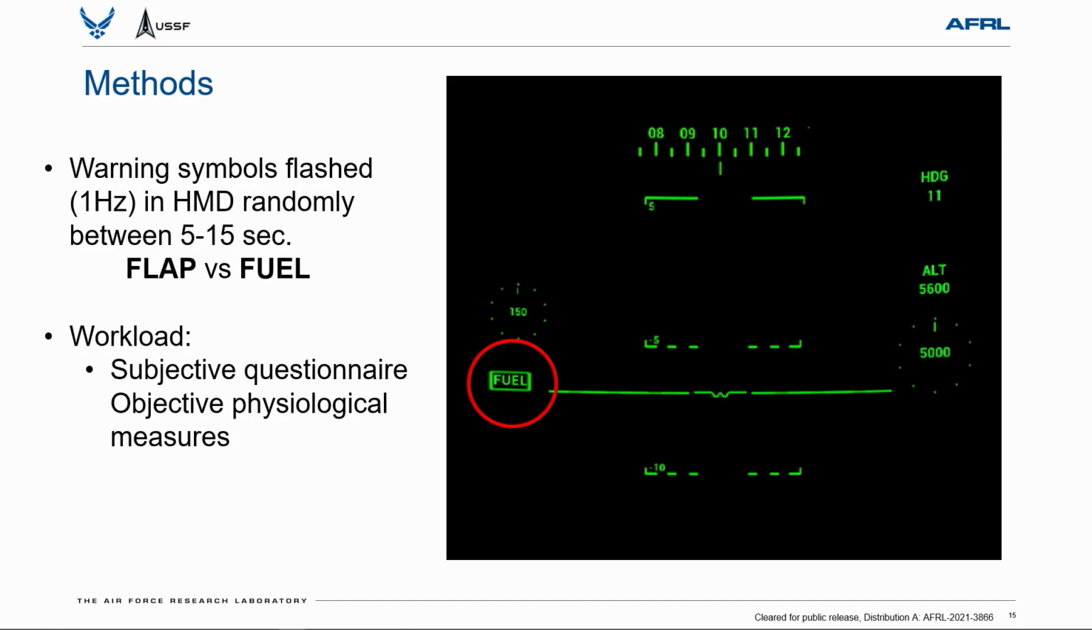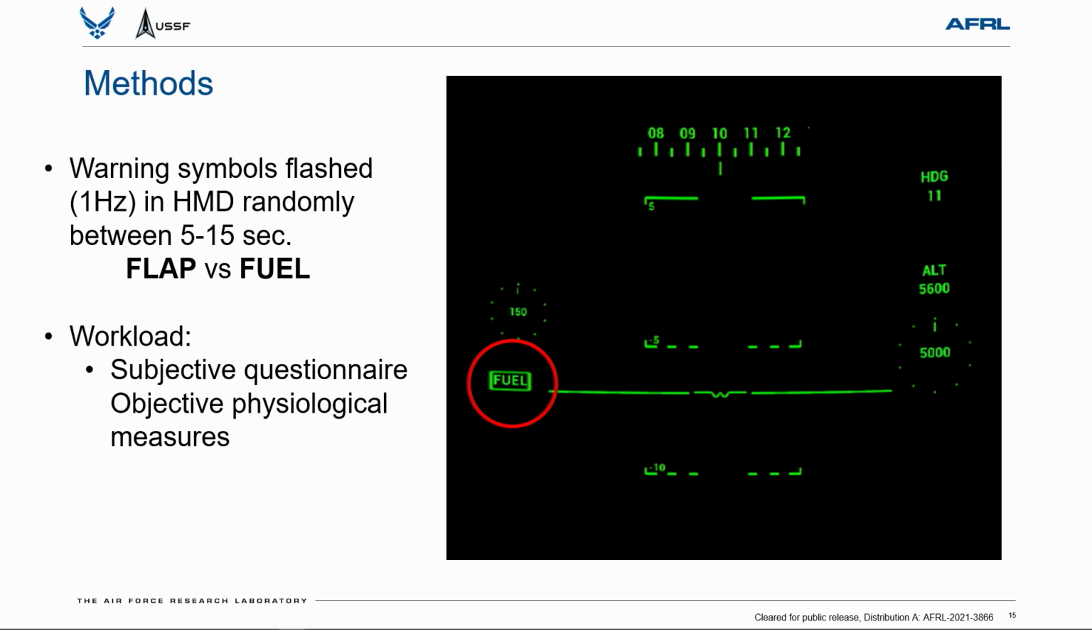And this is what the individuals would see inside their HMD, overlaid onto that real-world flight simulator. The warning symbols would pop up in the center left of their display, and the warning symbol would say either flap or fuel. So it wasn't just a simple response time. They had to identify the warning symbol and then differentiate between if it said flap or fuel. They then pull a switch with their left hand, either for flap or for fuel.